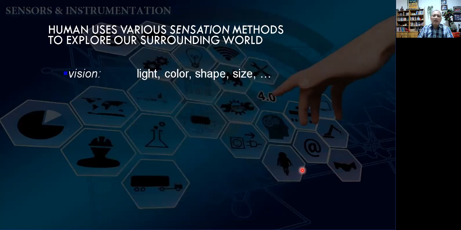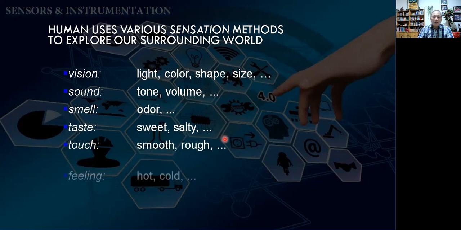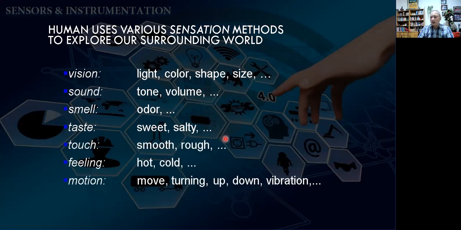So humans use various sensation methods to explore our surrounding world. This is just a quick cover of our senses. Vision: light, color, shape. Sound: the tone, the volume, the frequency, things like that. Smell, odor, taste, and what else? Touch: smooth, rough, hot, cold, and motion, and all that. So this can actually be the basis of our sensing mechanisms in the engineering world as well.